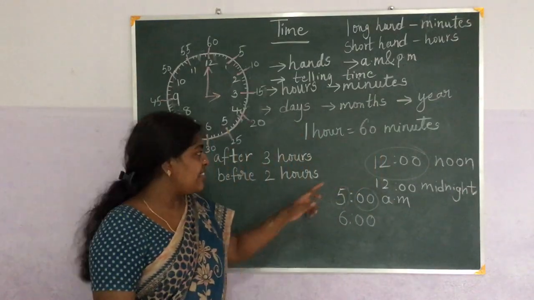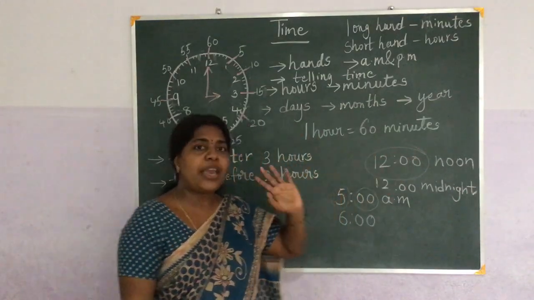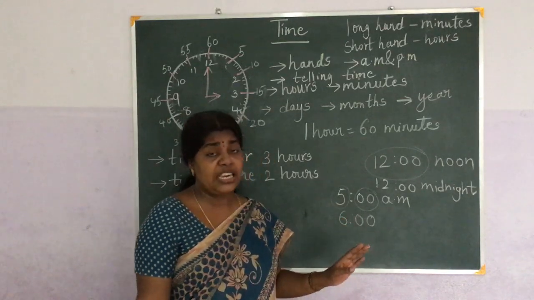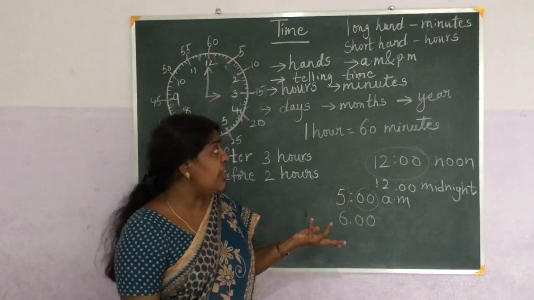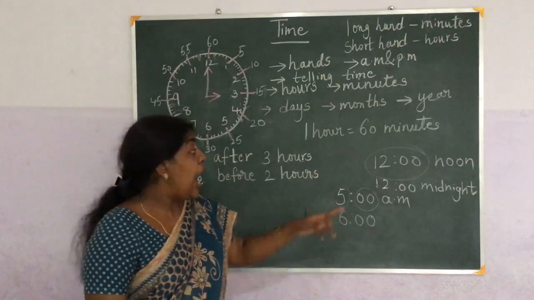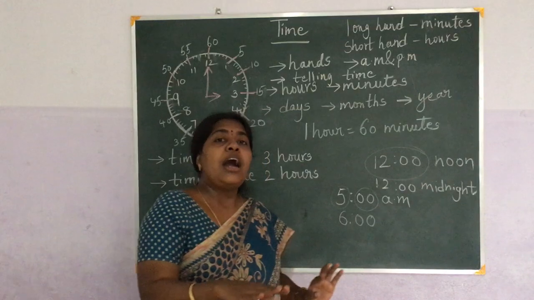So we call this like this. For these two we won't use AM or PM. So I am planning to go for a movie at 6 o'clock in the evening. So in the evening means, what do you use? Is it AM or PM? Evening. After 12 noon. After 12 noon.